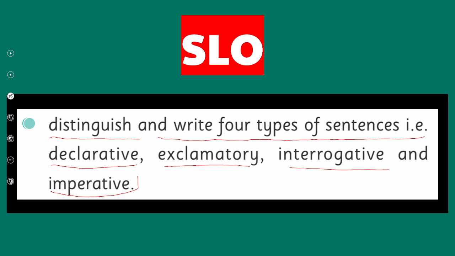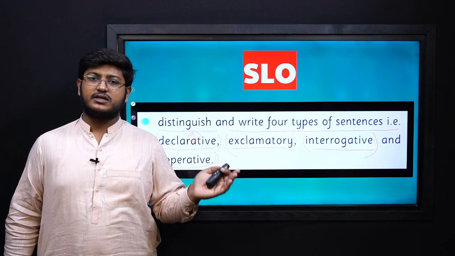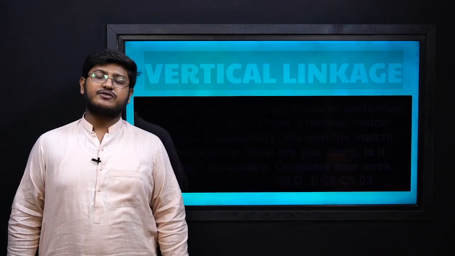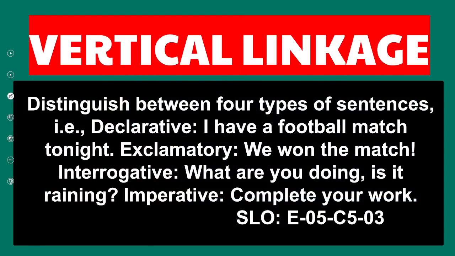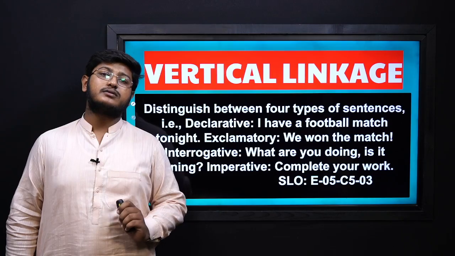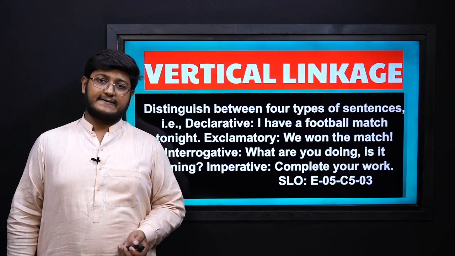So in this SLO we have to learn the 4 types of sentences. The first one is the declarative, then the exclamatory, then the interrogative, and lastly the imperative. I hope you have understood what the SLO is and what we have to learn in this lesson. So here is the vertical linkage. In the previous classes you have also read about these types of sentences.